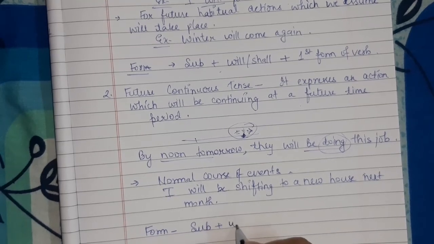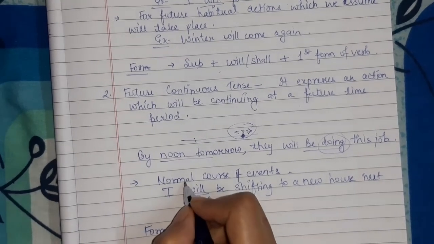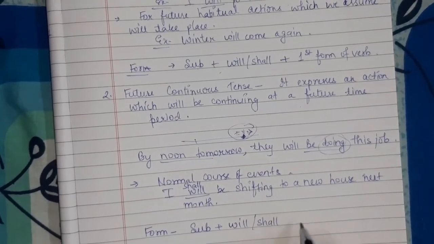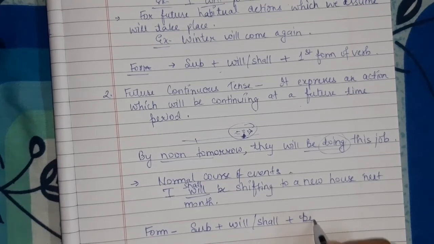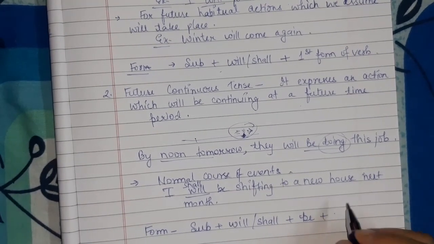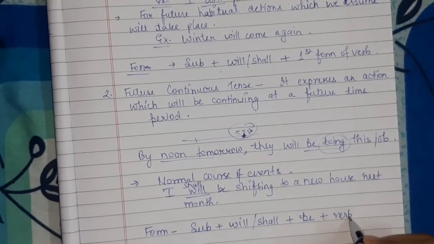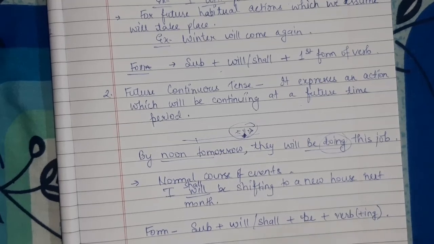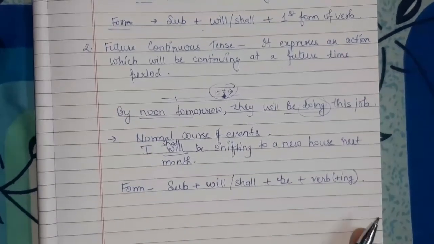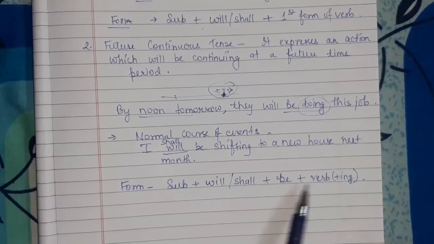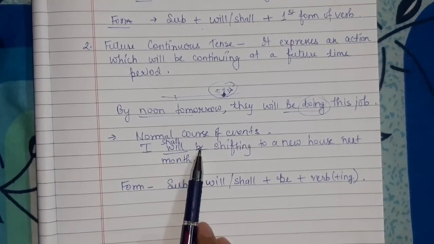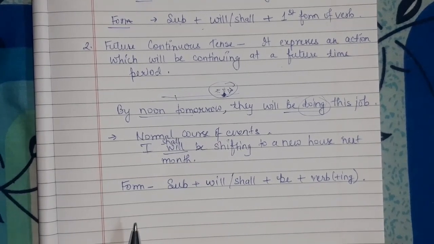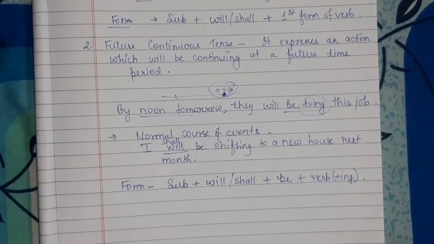Subject will be there, then after that will or shall. I shall be shifting. Subject plus will or shall, then be will be there. As it is continuous, in every continuous tense you have to use the ing form of the verb. The rest of the things you can include. So the formula is subject plus will/shall plus be plus verb in ing. So I shall be or I will be shifting, then the rest you can include on your own. So this is about future continuous tense.